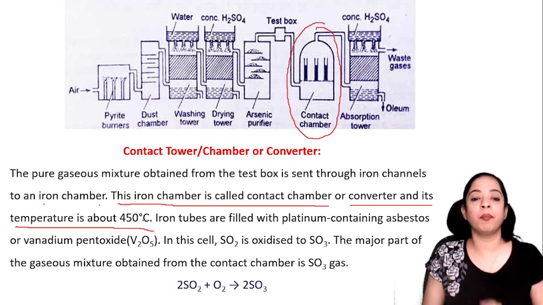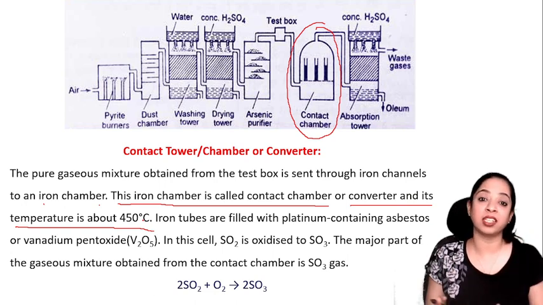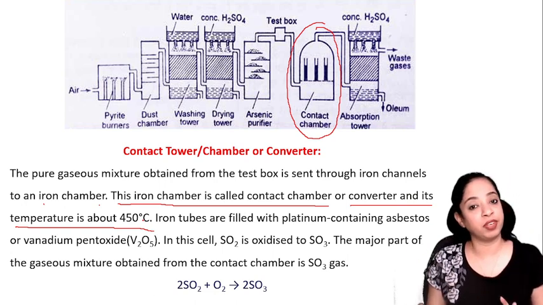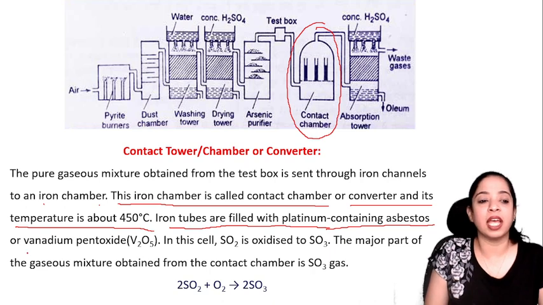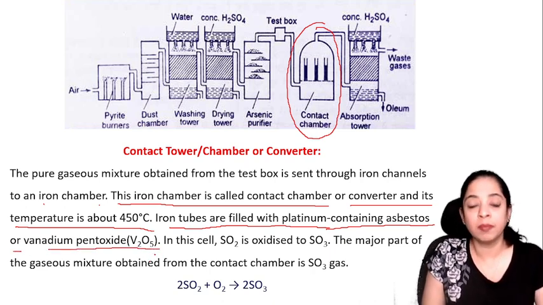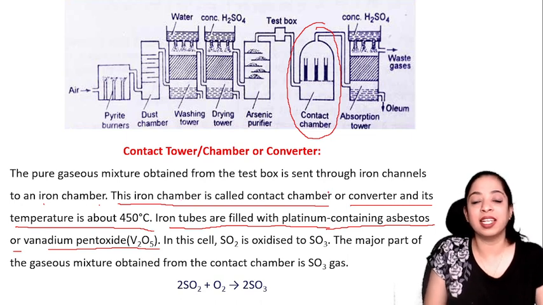So you have to remember that this contact chamber is made up of iron. It is maintained at a temperature of around 450 degrees Celsius. Now, iron tubes are filled with platinized asbestos or vanadium pentoxide. Okay, so it has a vanadium catalyst.